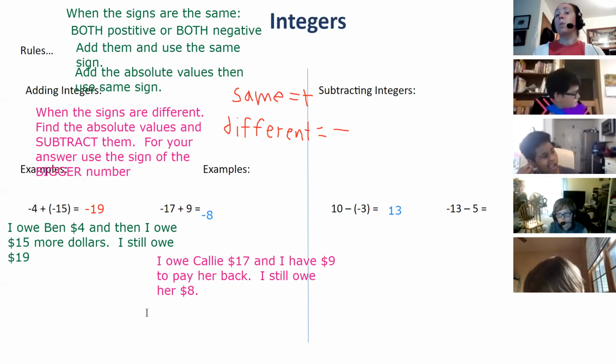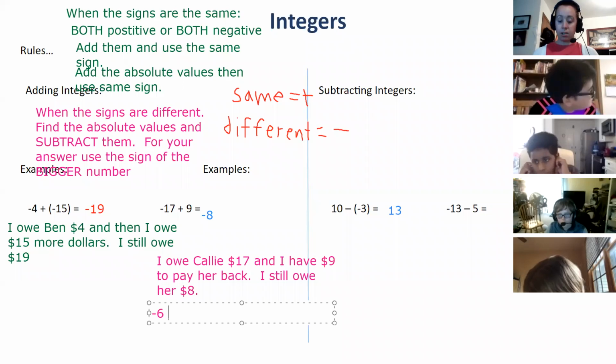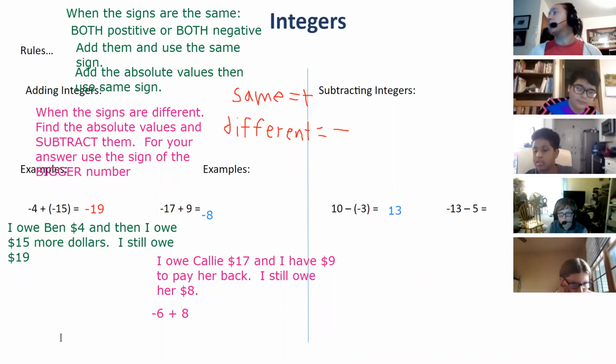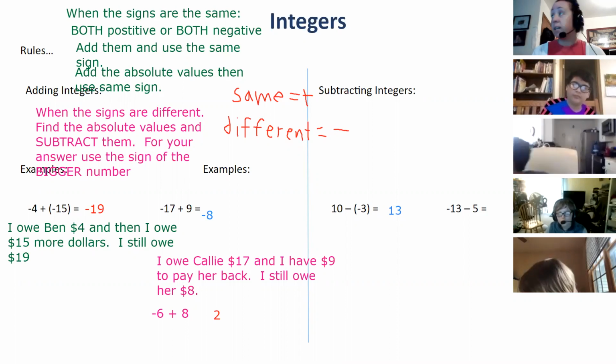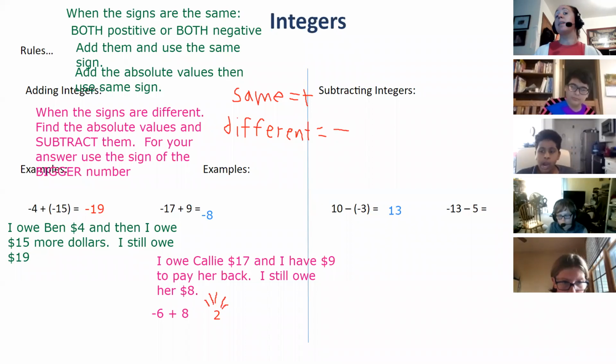So what about this? What would negative 6 plus 8 be? Find the absolute values of them, subtract them, and then use the sign of the bigger number. Good, it would be 2. The absolute value of negative 6 is 6. The absolute value of 8 is 8. 8 minus 6 is 2. And then the bigger number is a positive. Or I owe Aiden $6 and I have $8 to pay him back. That means I have $2 left over.